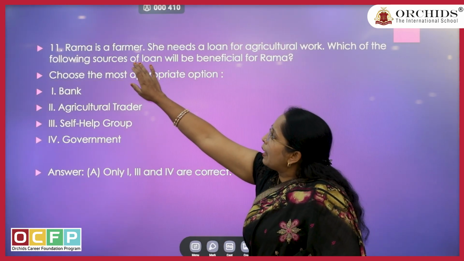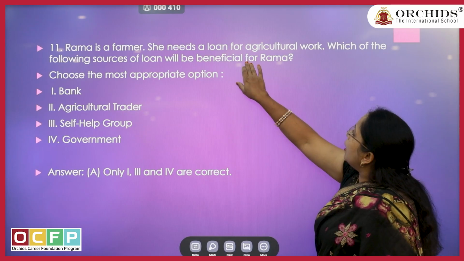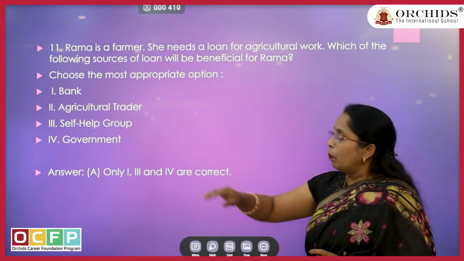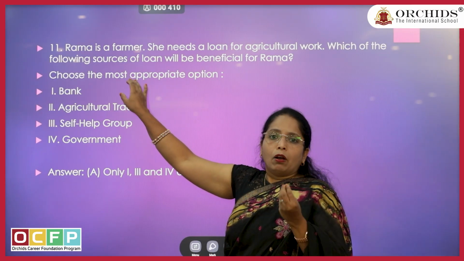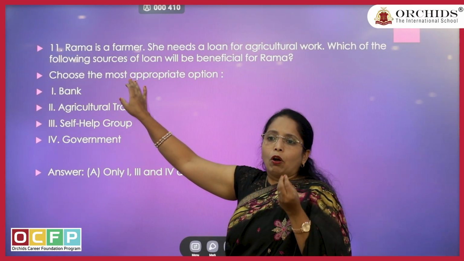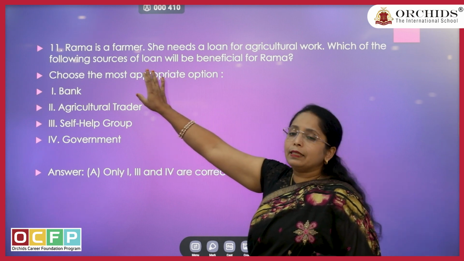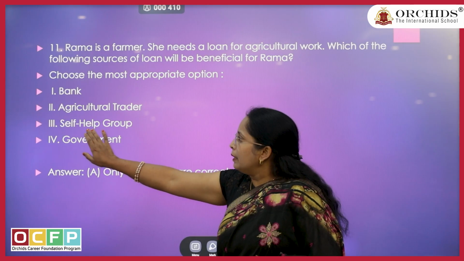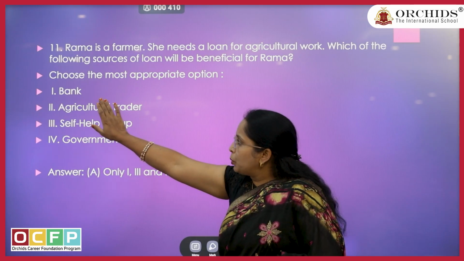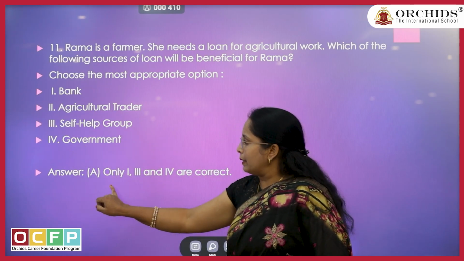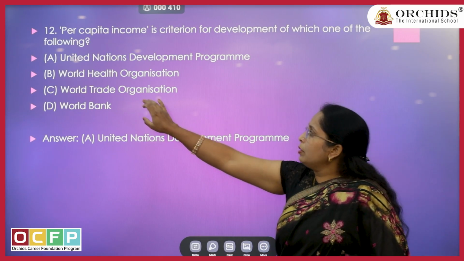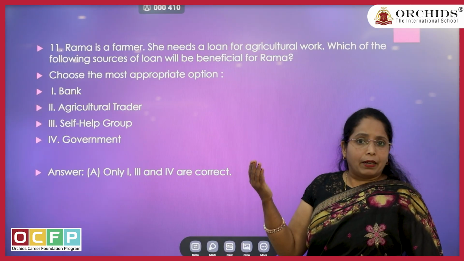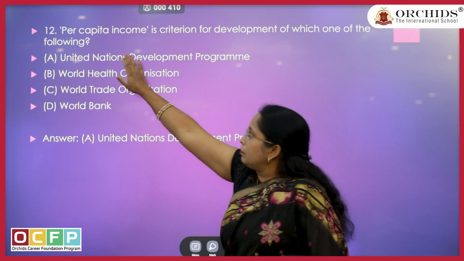Now the next question is, Rama is a farmer. She needs a loan for agriculture work. Most of the farmers go for loans. Why? They require it for seeds, organic matter, or fertilizers. Now, why is she going for the loan and from where can she get it? It may be a bank, trader, self-help group or government. But we are choosing only 1, 3 and 4 as the right answer, because as in the last question you saw, a trader will not help as a funding person for agricultural farmers.